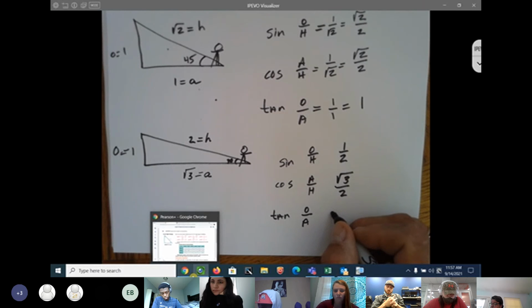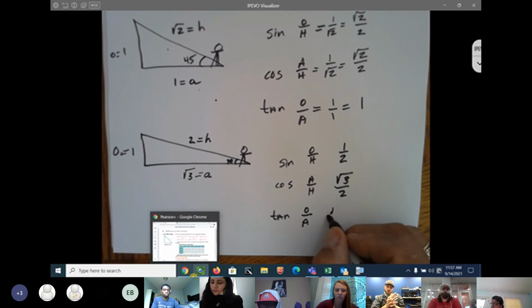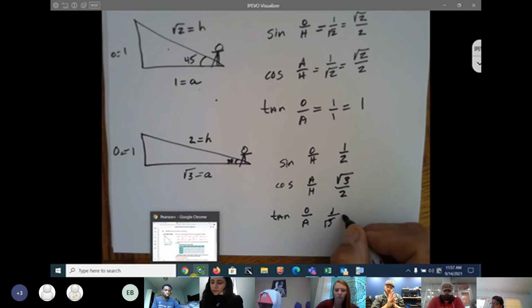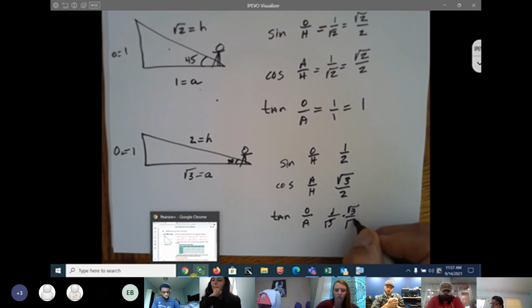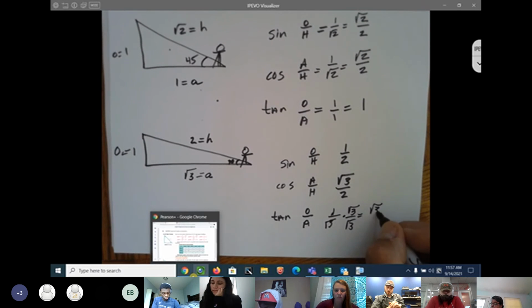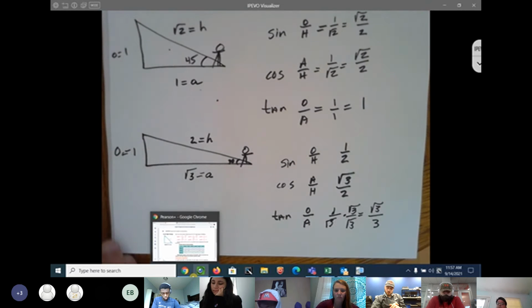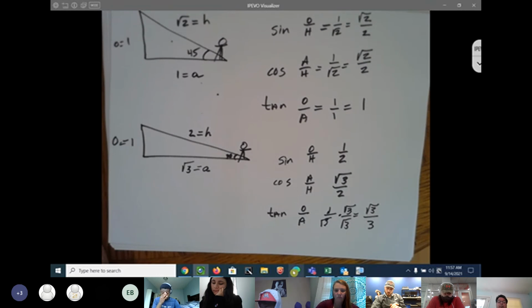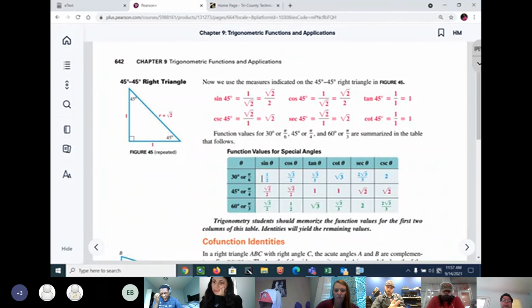That'd be 1 over square root of 3 multiplied by the square root of 3 over the square root of 3, which is equal to the square root of 3 over 3. So go to the card. 30 degrees, 1/2, square root of 3 over 2, square root of 3 over 3. And so on.